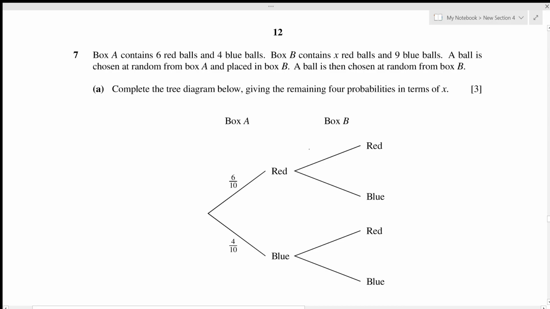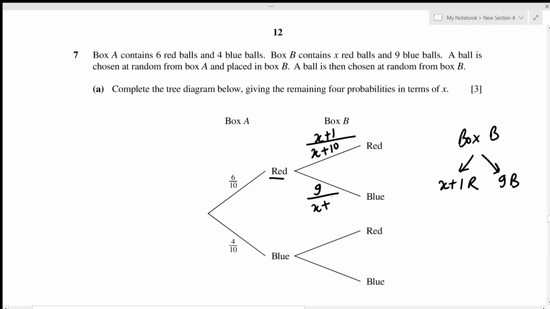So we know that the ball is chosen from box A and placed in box B. Now, if we are considering choosing a red ball from box A and putting the red ball in box B, then box B will contain now x plus 1 red balls and 9 blue balls, right? And out of these balls, the probability of choosing red is just going to be x plus 1 divided by x plus 1 plus 9, which is just going to be x plus 10. Now for the blue one, this is going to be 9 divided by x plus 1 plus 9, which is x plus 10.